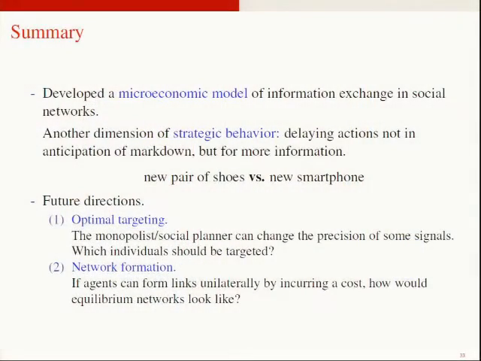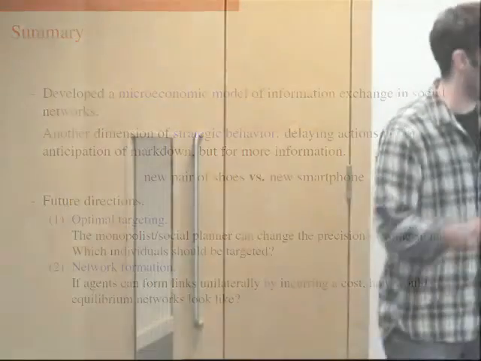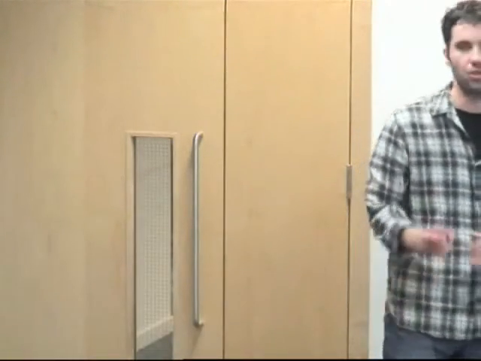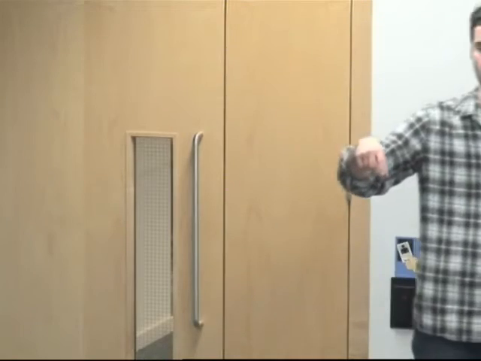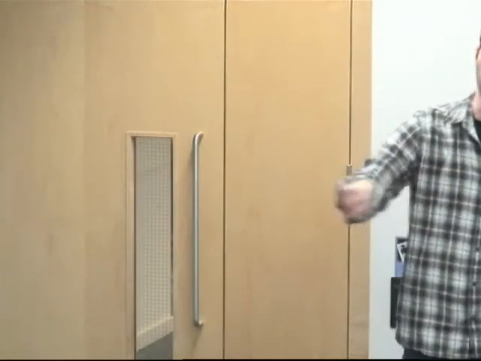And coming back to combining the two parts, suppose there is a monopolist that is interested in spreading the word for a new product and can change the precision of some signals. How should the monopolist target which individuals to change the signals?